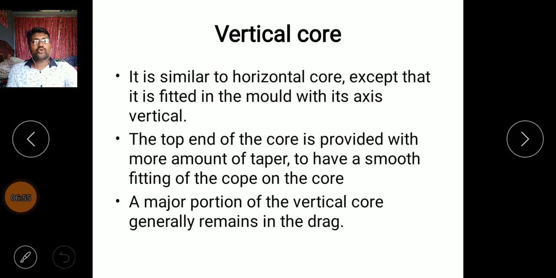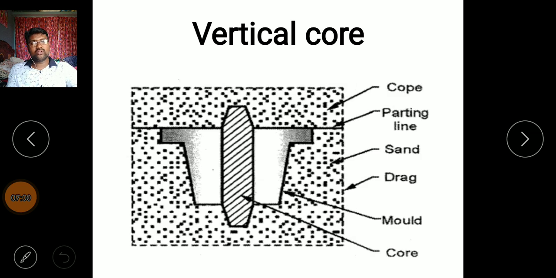Next, a major portion of the vertical core generally remains in the drag. Observe in the diagram. Here most of the core is placed in the drag box. A small amount, that is the tapered portion, is placed on the core box for easy placement and removal of the core box from the molding. It is the molding sand, it is mold, and it is vertical core, it is drag box, and it is core box.